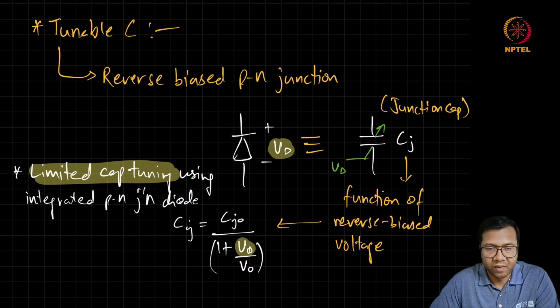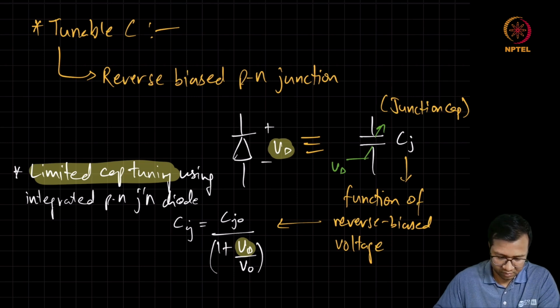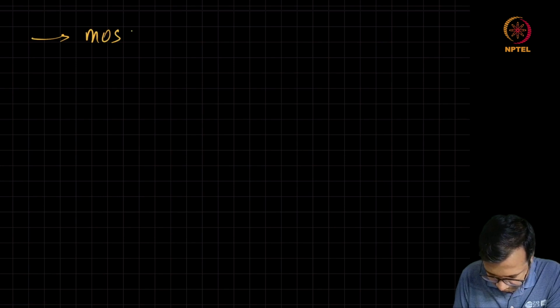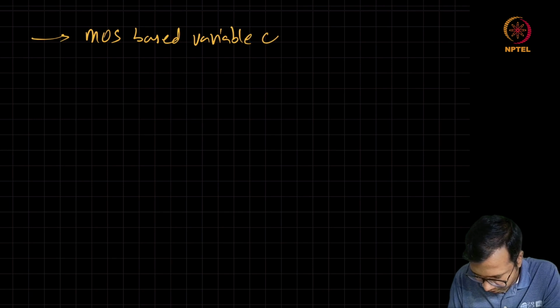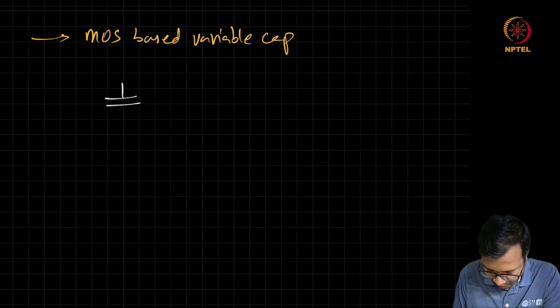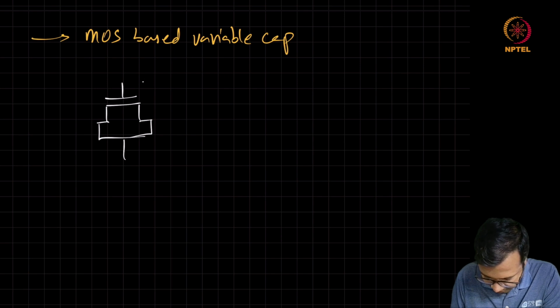Since we know that in a CMOS process we have access to MOSFETs, and we also know that the MOSFETs have their effective gate source capacitance, which is a function of the gate voltage. So generally in a CMOS process we tend to use a MOS-based variable cap. So we know that if we take a MOSFET, in this case let's take an NMOS.